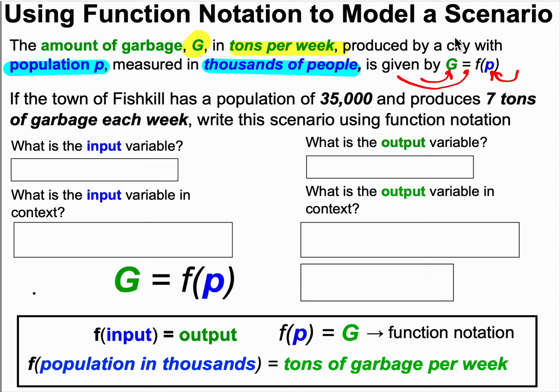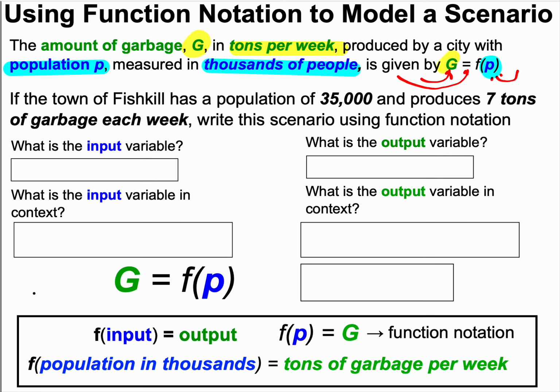All right, so immediately I want you thinking, what's inside the parentheses? P, that's my input. So I input P and I output G, garbage. All right, so let's go here. Let me keep my color. So I input P and I output G.